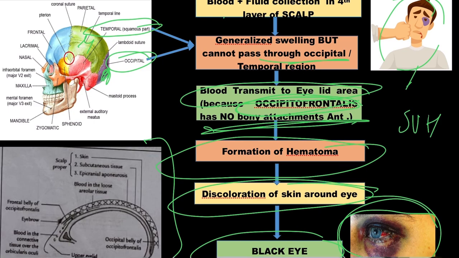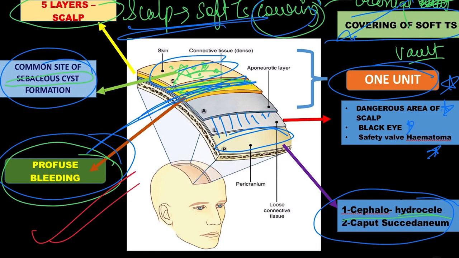Now we are already done with this part, that is cephalohydrocele, which is seen in children, and the caput succedaneum, which is seen in the newborn baby. So we are done with the fourth layer, and it is the only part which you need to remember.